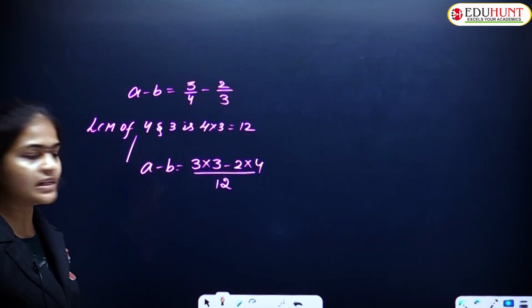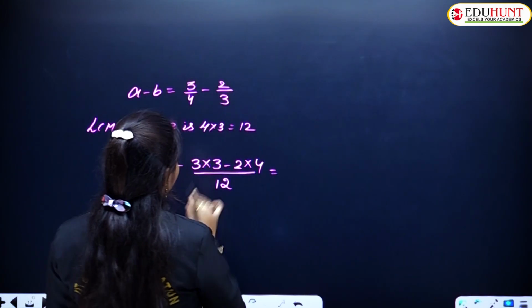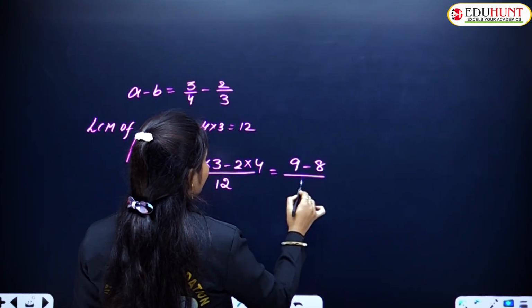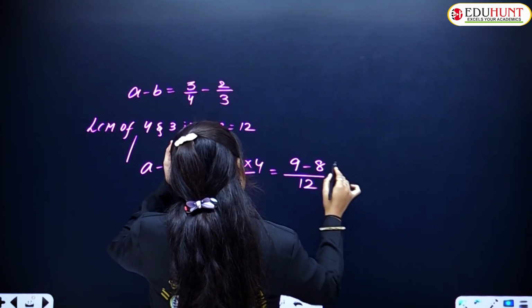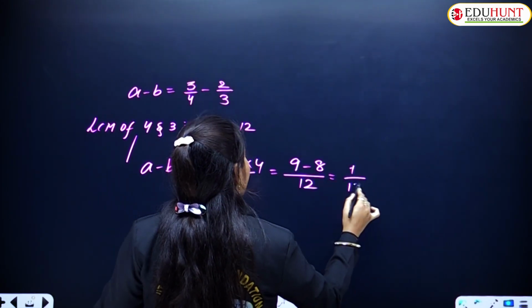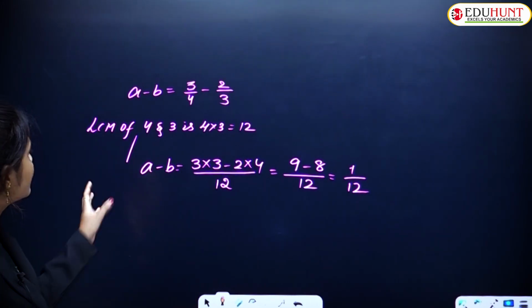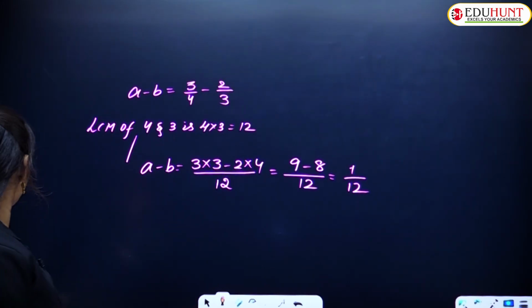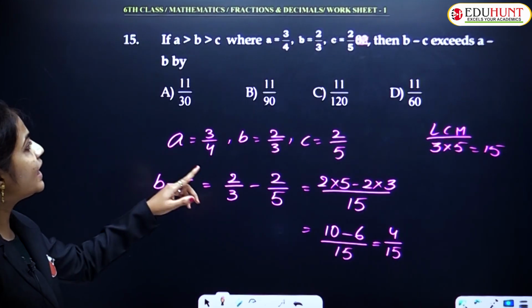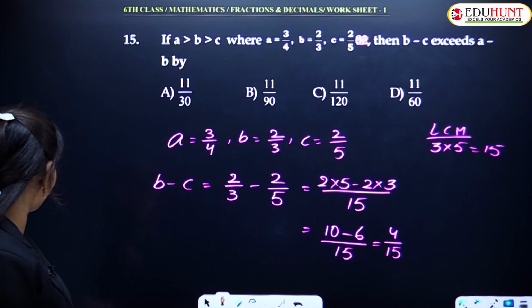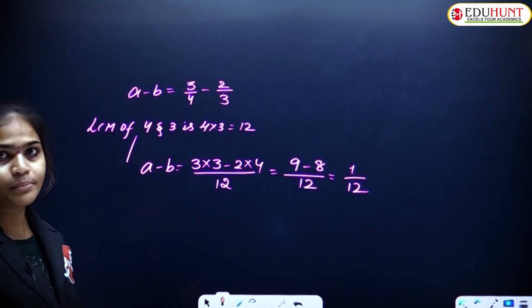Okay. So, always remember. Which is equals to 3 3s 9 minus 2 4s 8 by 12, which is equals to 9 minus 8 is 1 by 12. Understand? So, this is A minus B. Now, what are they asking? B minus C exceeds A minus B. They are asking 4 by 15 and here 1 by 12.